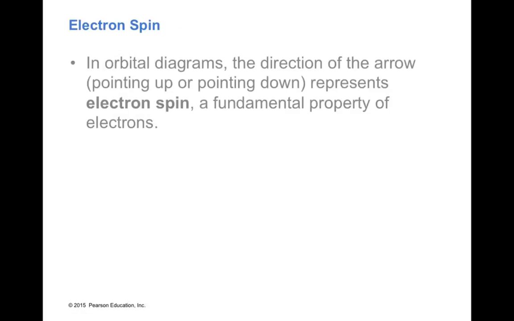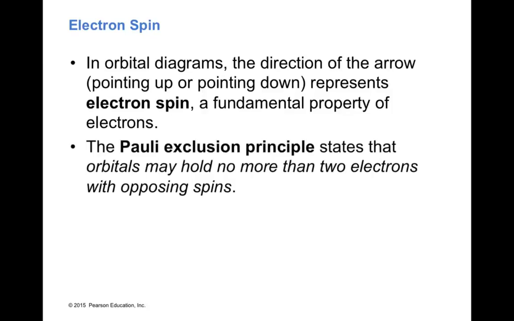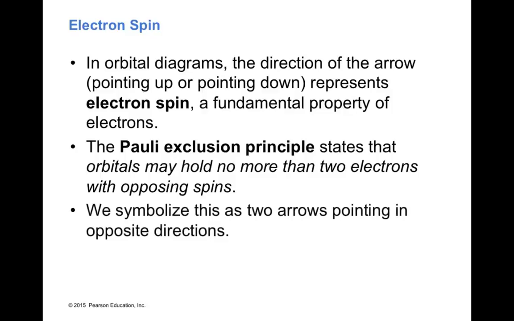Also, we have another concept that is called the electron spin. In orbital diagrams, the direction of the arrow represents the electron spin, a fundamental property of electrons. The Pauli exclusion principle states that orbitals may hold no more than two electrons with opposing spins. So you can have just two electrons in one orbital, and they must have opposing spins. We symbolize this as two arrows pointing in opposite directions.